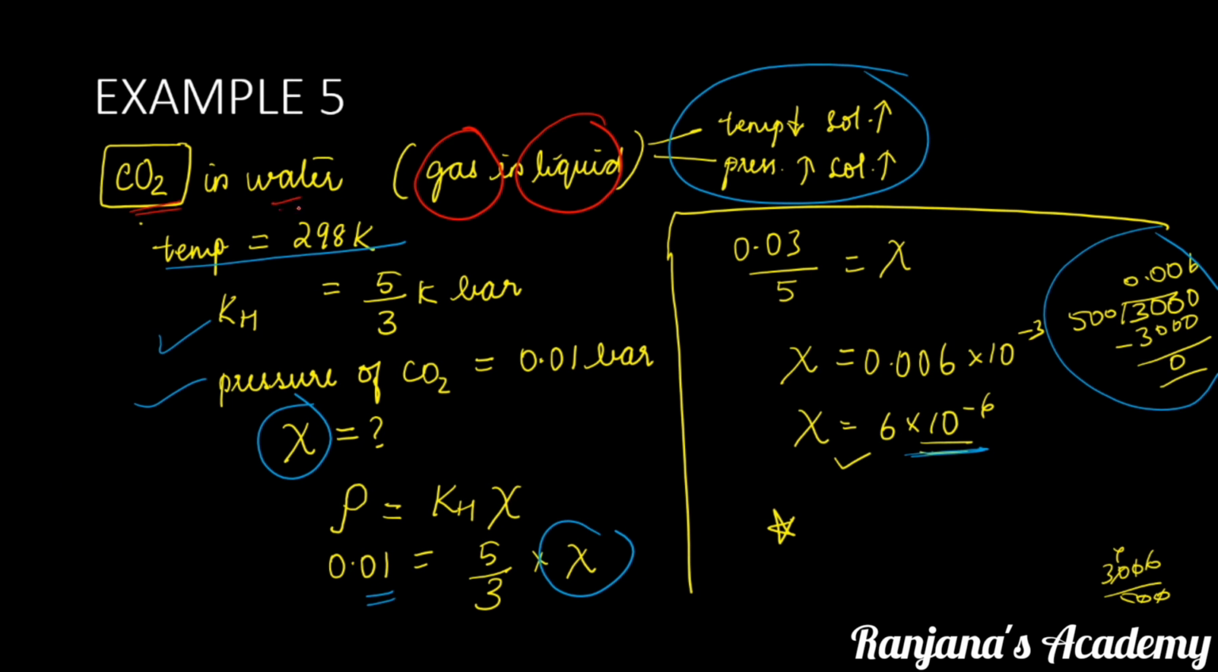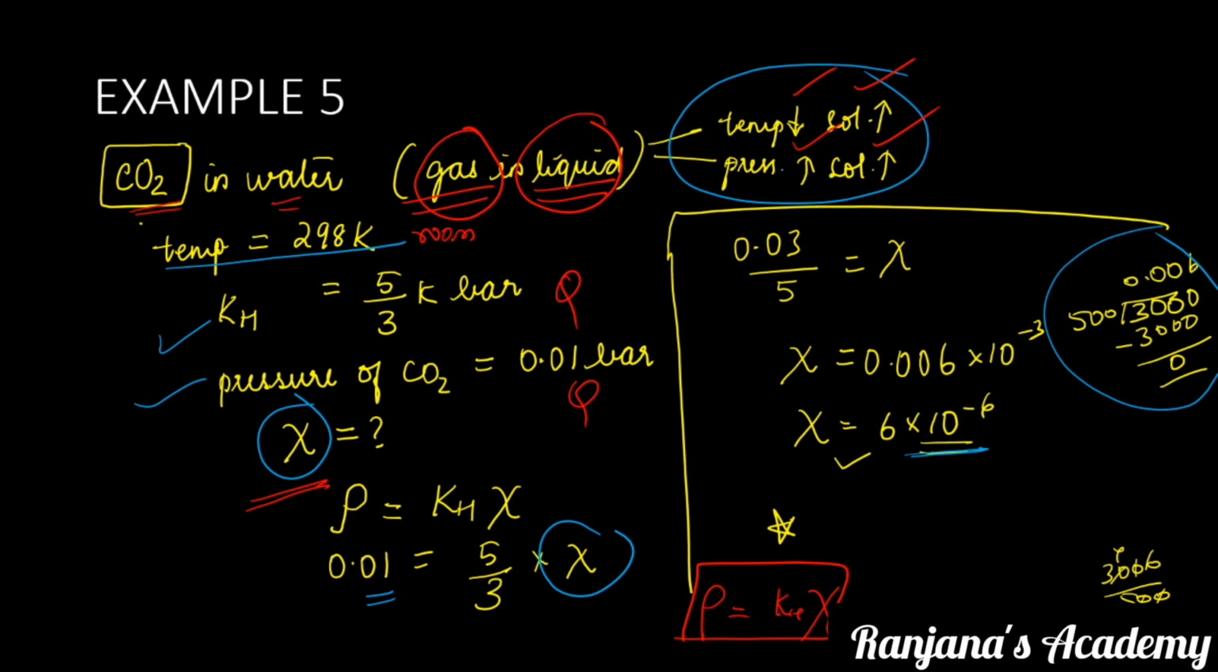Carbon dioxide is dissolved in water, which means a gas is dissolved in a liquid, and you know the key points for this: when temperature decreases, solubility increases, and when pressure increases, solubility increases. With this you can solve the entire question. They'll give you room temperature, and you have to identify that it is 298 Kelvin. kH will be given in the question. Pressure of carbon dioxide will be given in the question. They will ask you for the molarity. You substitute the values to get your molarity.